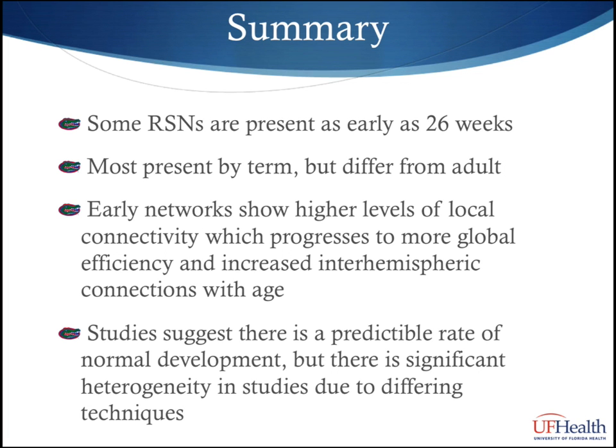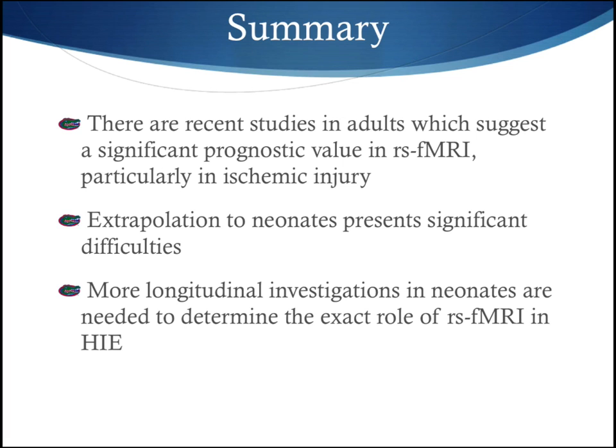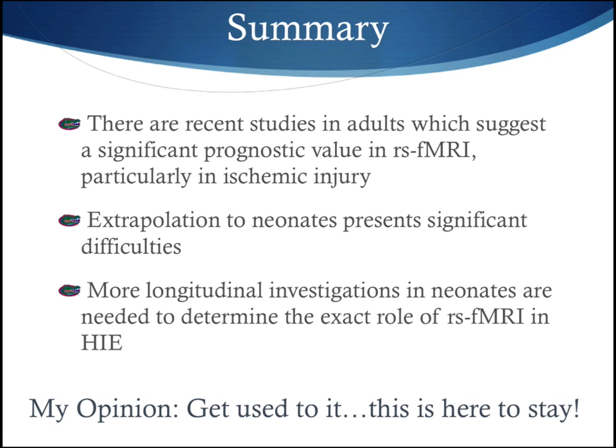So in summary, some resting state networks are present as early as 26 weeks. Most present by term, but they may differ from their adult counterparts. The early networks show higher levels of local connectivity, which progresses to more global efficiency and increased interhemispheric connections with age. Studies suggest there is a predictable rate of normal development, but there is significant heterogeneity in studies due to differing techniques. There are recent studies in adults which suggest a significant prognostic value in resting state functional MRI, particularly in ischemic injury. Extrapolation to neonates presents significant difficulties, however. More longitudinal investigations in neonates are needed to determine the exact role of resting state functional MRI in HIE.